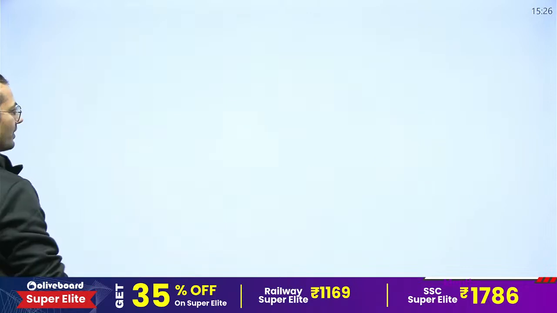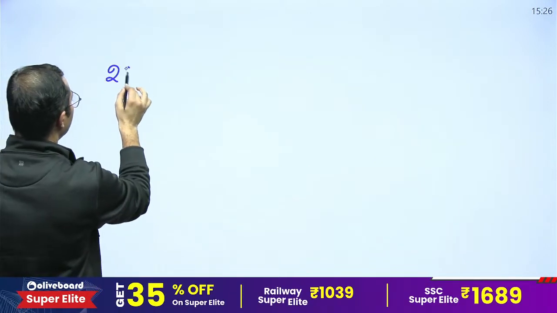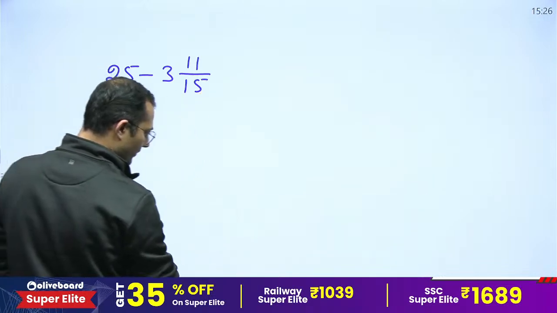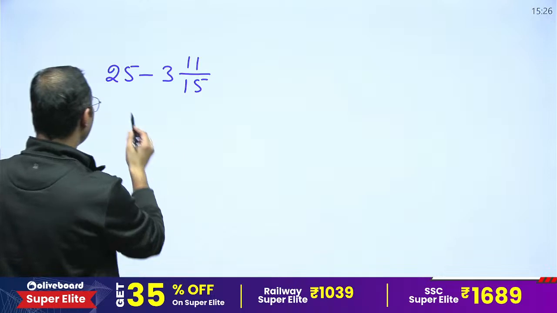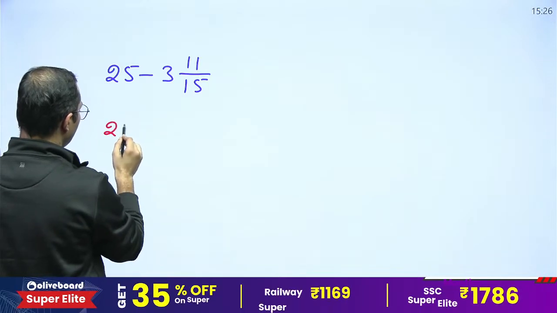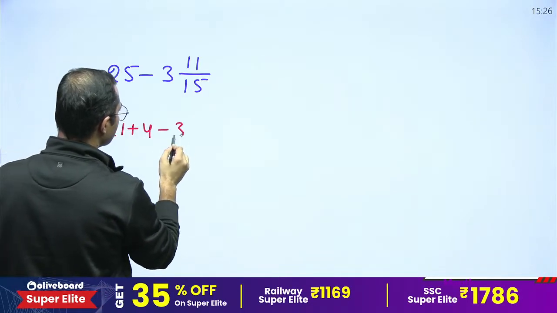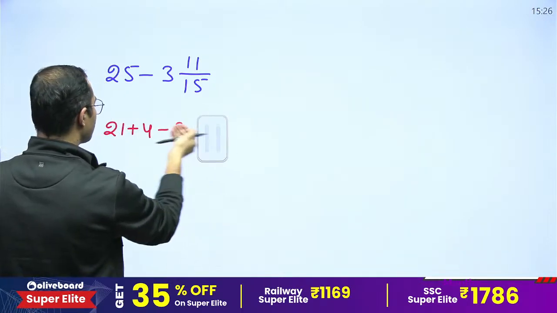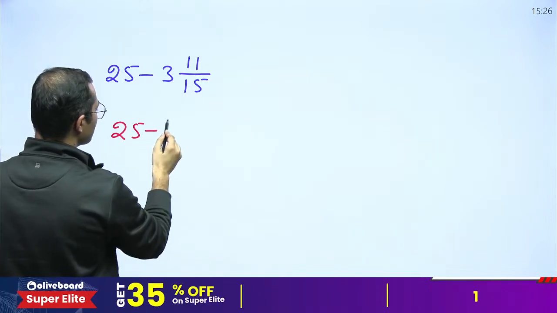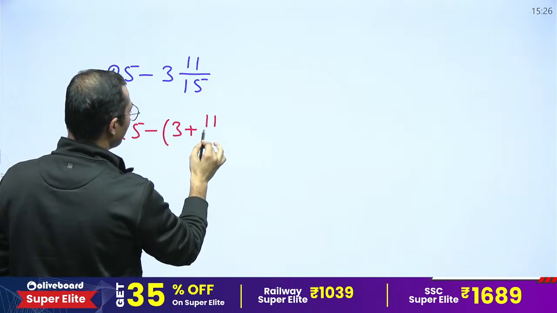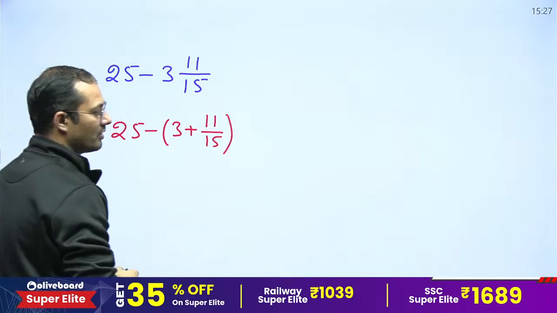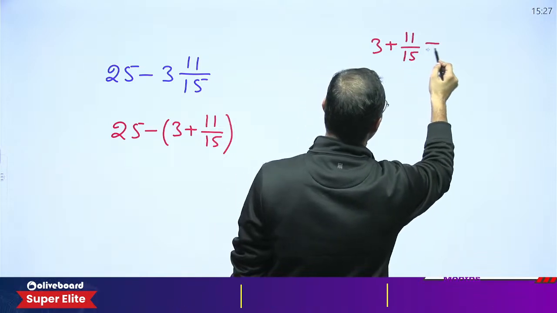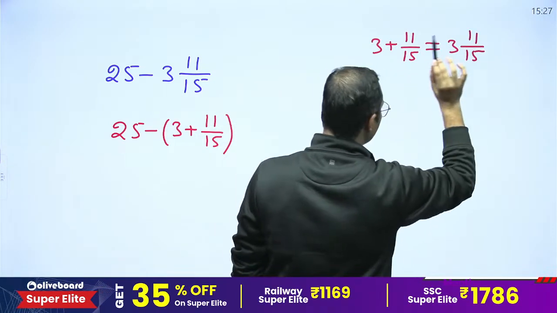See how I am doing this, or why I am doing this. See, 25 minus 3 whole 11 upon 15. We can do one thing, we can split it. 21 plus 4 minus 3, 11 upon 15. Is this clear? Or you can understand it like this, 25 minus, we can write this as 3 plus 11 upon 15. Everyone knows that 3 plus 11 upon 15 is written as 3 whole 11 upon 15. Is this clear?